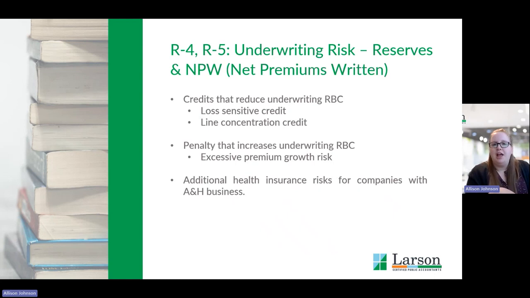There is something that increases RBC, and that would be an excessive growth penalty. If you're growing too quickly, that poses a concern of whether you really have the capital to support that. This adjustment to RBC tries to account for that: if you are growing quickly, there's additional required RBC. And then the last is some additional health insurance risks. If you happen to write P&C as well as some A&H business, know that there are some considerations for your health insurance piece.